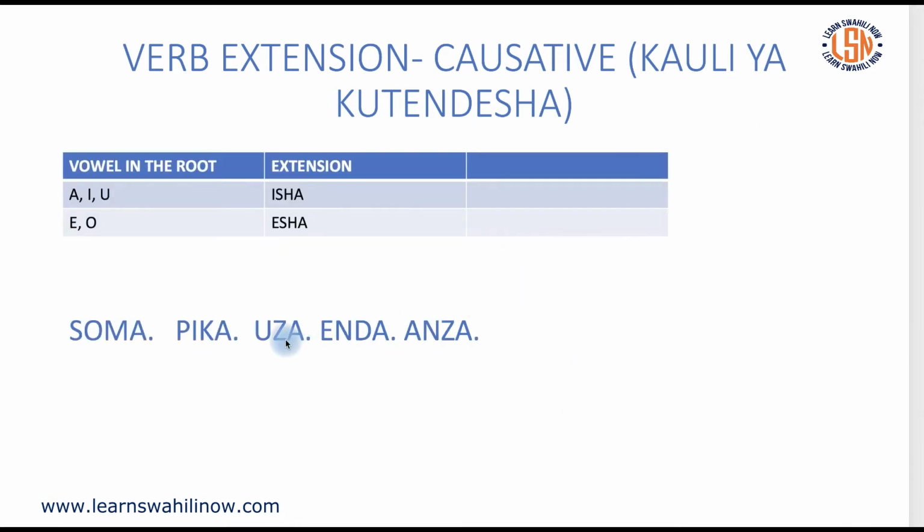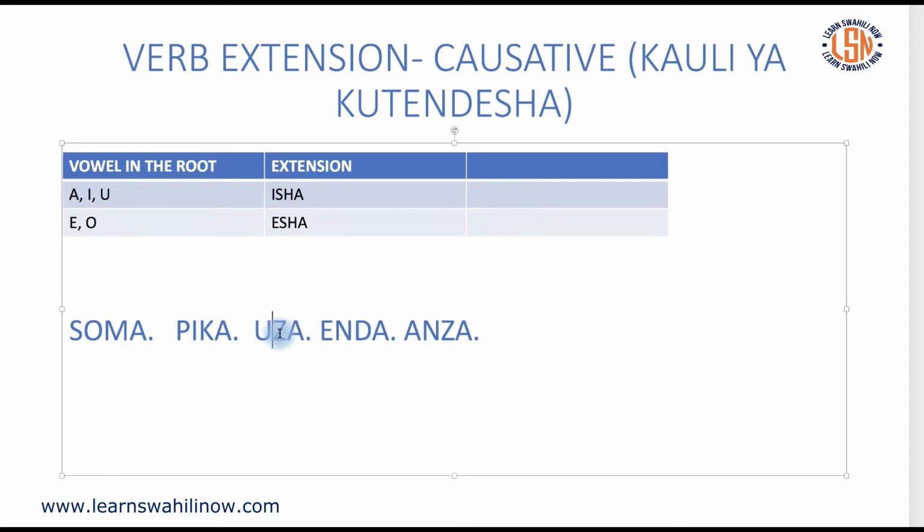So here I have a few verbs. Soma, which we all know means read. Pika for cooking. Uza for sell. Enda for go. Anza for start. So what we're trying to do here is transform these verbs into causative form. That means somebody or something is causing this action to happen.